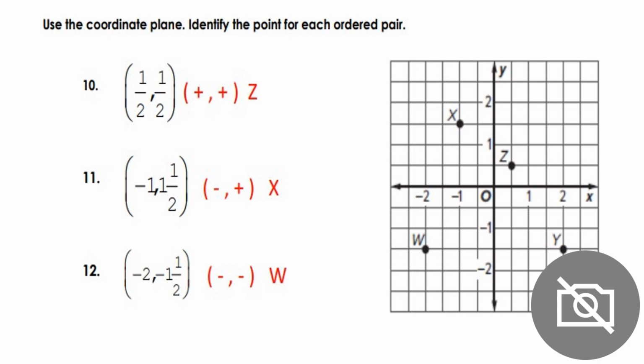Next is minus 1, 1.5. The first one is negative, minus 1, then 1.5 is positive. So that will be X. This one, both are negative, minus 2, minus 1.5. This is how we identify the name of the coordinate if they give the coordinate.